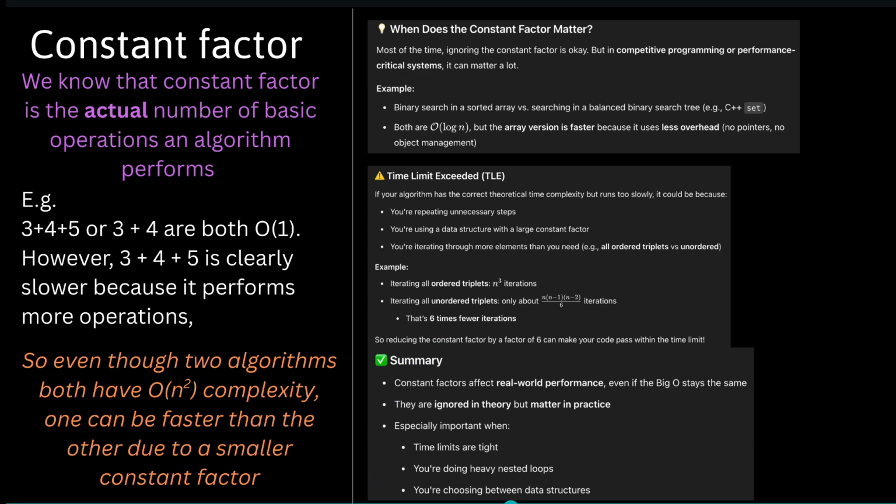In summary, constant factors do affect real-world performance, even if our big O notations stay the same. Theoretically, they are ignored, but they do matter in practice. Constant factor is especially important when the time limits are tight, you are doing heavy nested loops, and you are choosing between data structures.